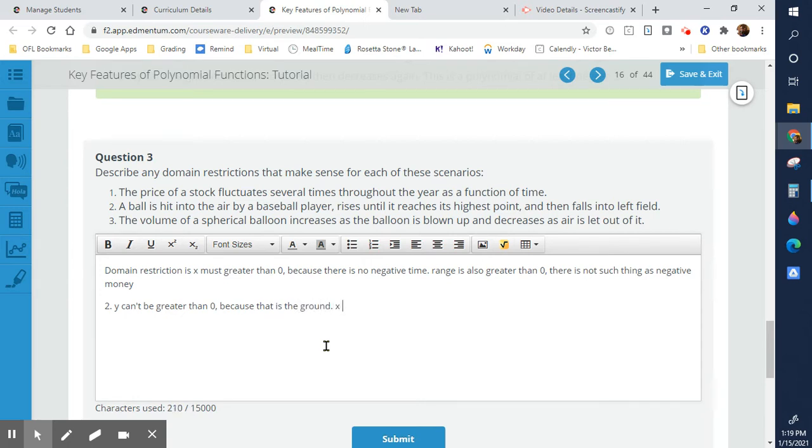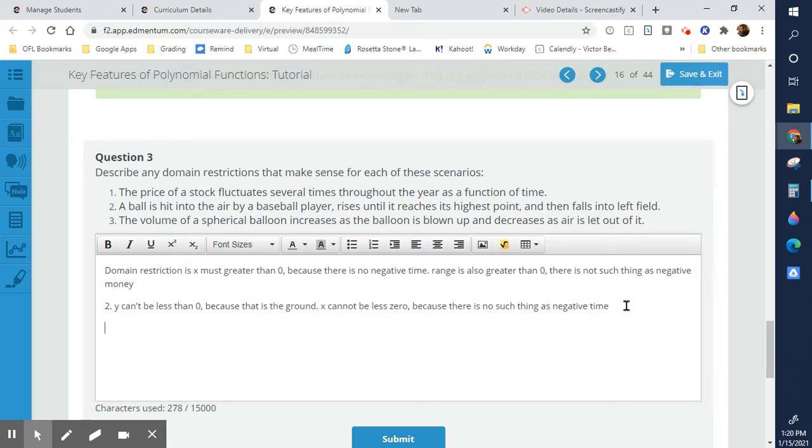And X cannot be, I put Y cannot be greater. I meant to say less than. Y cannot be less than 0 because that's the ground. X cannot be less than 0 because there is no such thing as negative time.